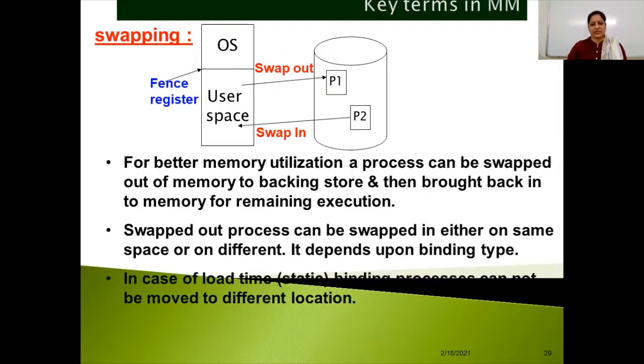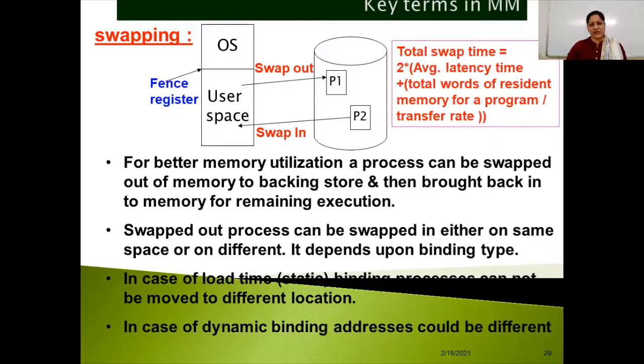A swapped-out process can be swapped in either to the same space or a different one. It depends upon the binding time. Now, what do we mean by this? There are two ways processes can be kept in memory: static binding or dynamic binding. Static binding says the process should be brought into the same memory location where it was kept previously. But in dynamic binding, it can be kept at any other location, whatever location is available at that moment. So these are the two ways, static binding and dynamic binding.